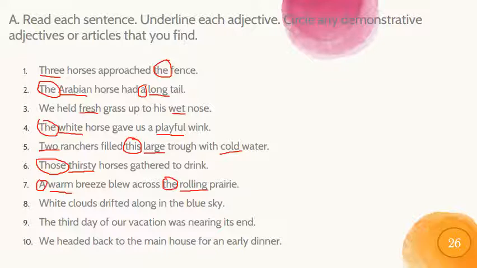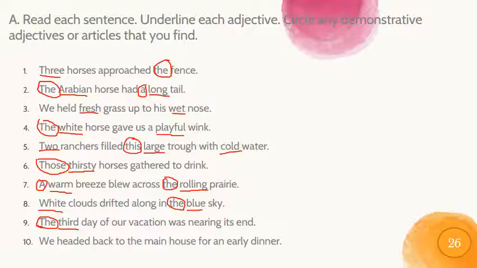8. White clouds drifted along in the blue sky. White, adjective. White clouds drifted along in the blue sky. The is an article. Blue is an adjective. 9. The third day of our vacation was nearing its end. The is an article. We circle it. Third is a number, so it's an adjective. No more adjectives.